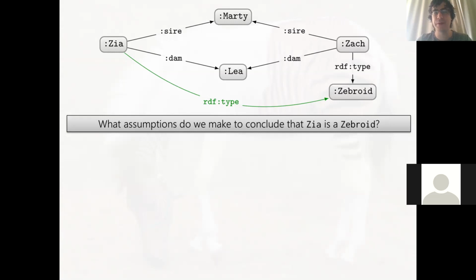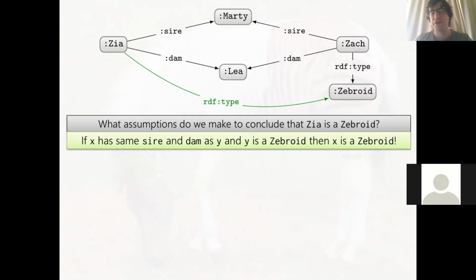And what we want to do is somehow enable machines to make similar conclusions. Of course, not just this specific example, but we quickly come to the conclusion that Zia must be a zebroid. But what sorts of premises do we use to conclude that? So we could think that what we're saying is that if X and Y have the same sire and dam, and Y is a zebroid, then X is a zebroid, right?